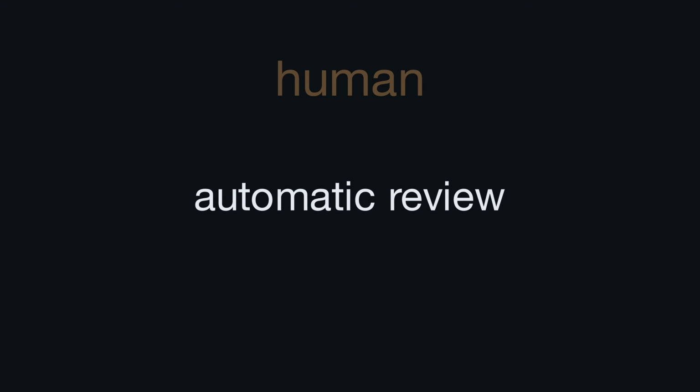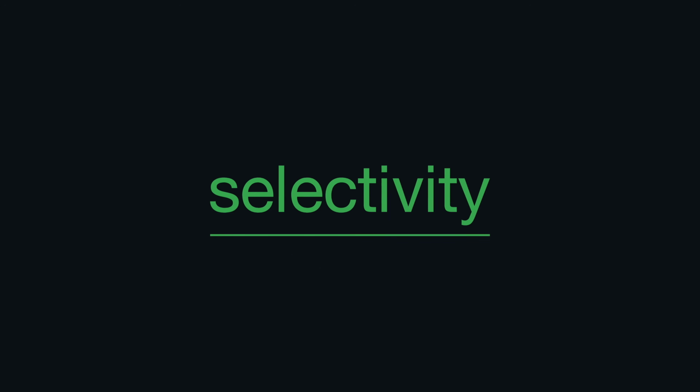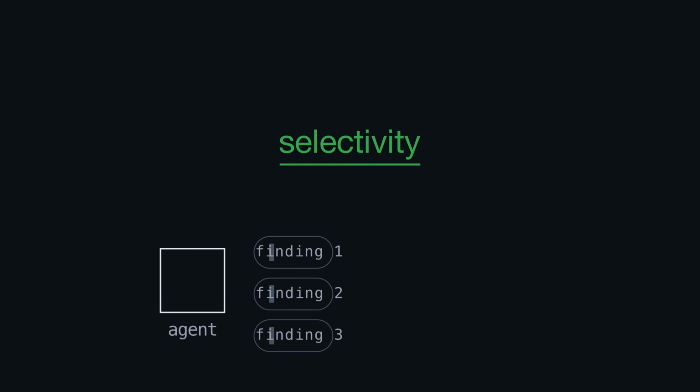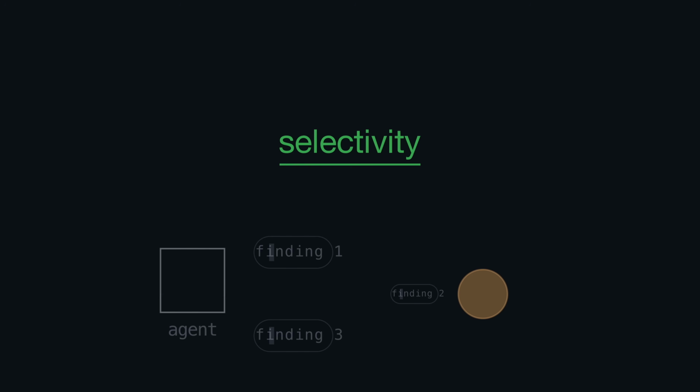The problem is not to have an agent that can review your code automatically, or in an automated way. Instead, the problem is the selectivity, which is: which findings does the agent take, and which ones does human judgment actually get spent on. Now that one sentence of selectivity is going to be the whole architecture, and everything will fall around it.